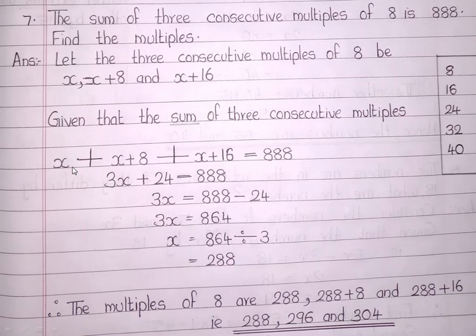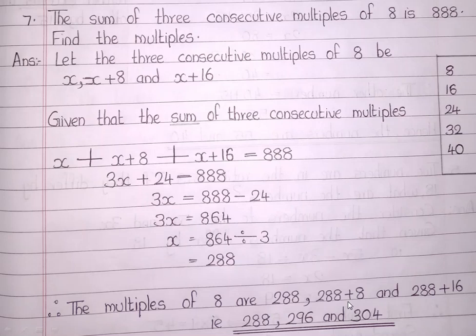Okay, how many x are there? x plus x plus x, so 3x. How many constants are there? 2 constants are there, 8 and 16. 8 plus 16 is 24. 3x plus 24 equal to 888. These steps you know. At last you will get x is equal to 288. So the first multiple in the answer is 288.